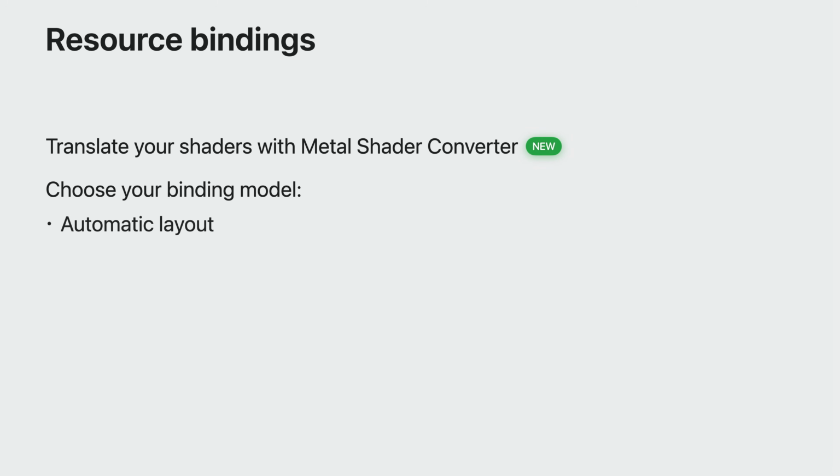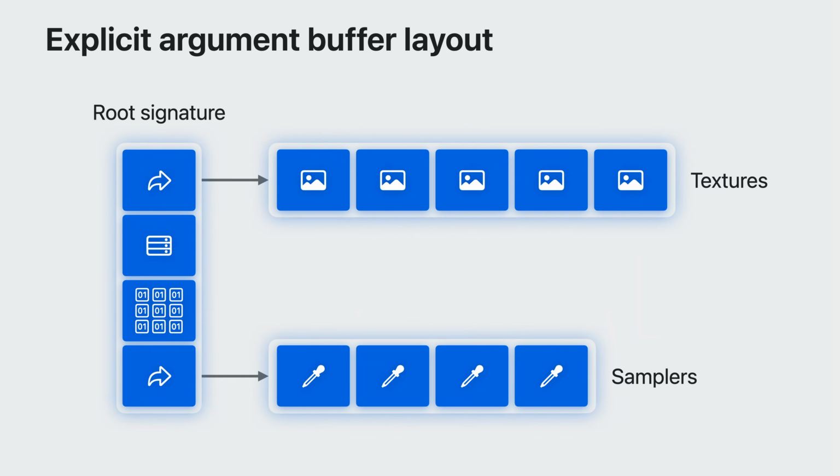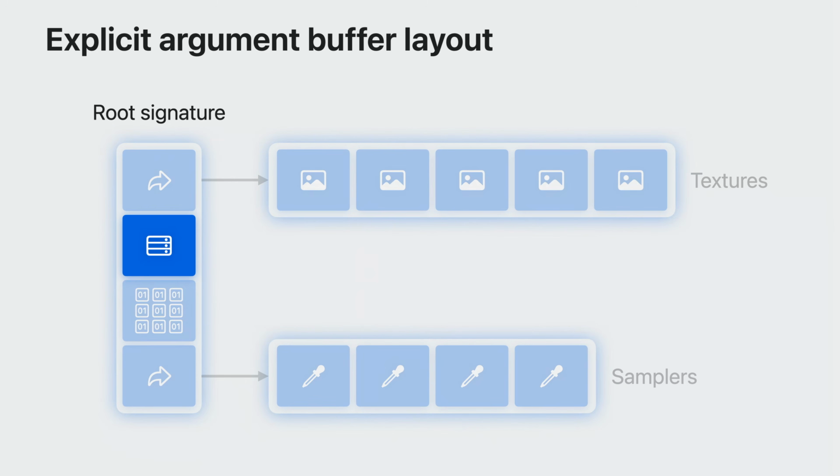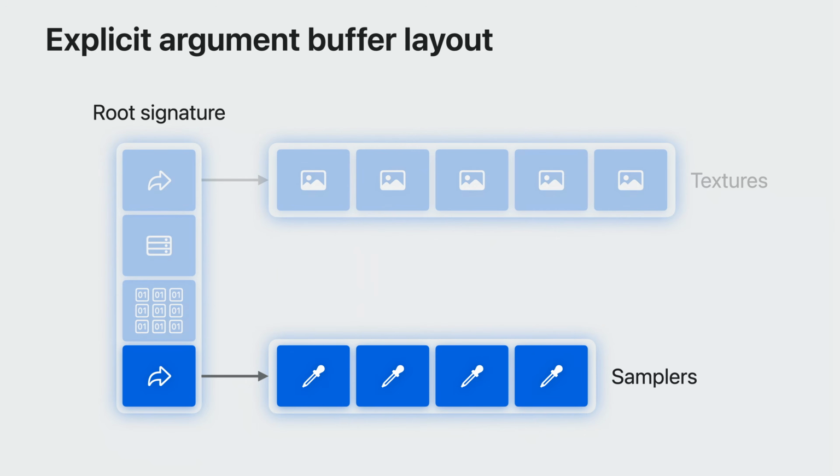With Automatic Layout, the converter generates the binding information automatically. Or you can pass binding information to Metal Shader Converter with Explicit Layout. Explicit Layout is very flexible and can be helpful when you need to implement binding models from other platforms. For example, some API designs use a shader root signature, and here is a typical one with 4 entries. A descriptor table that points to a series of textures, a buffer root parameter, a 32-bit constant, and another descriptor table that points to a series of samplers.